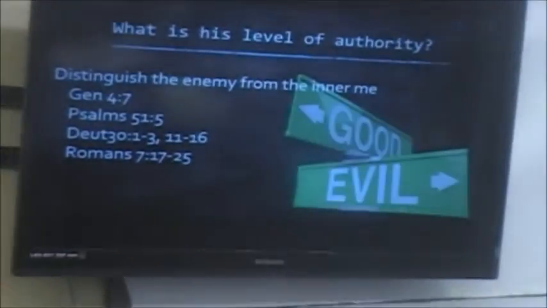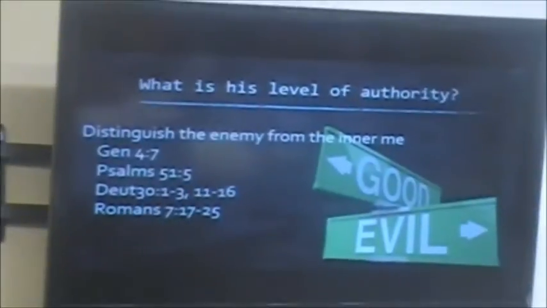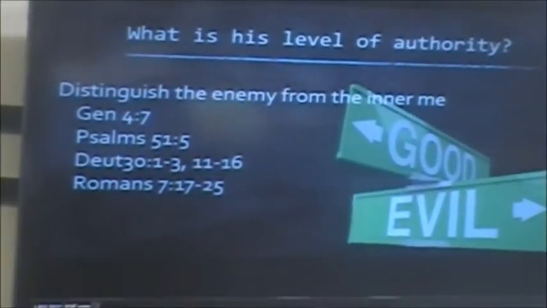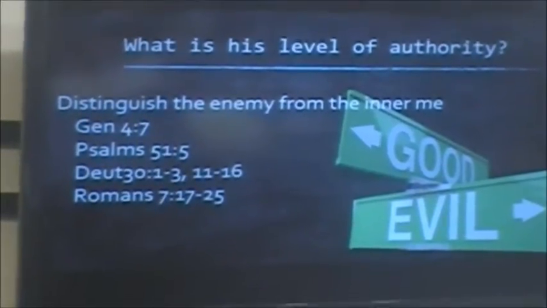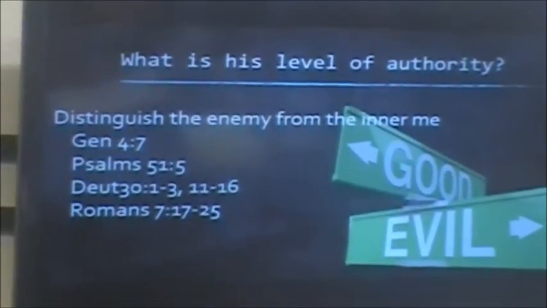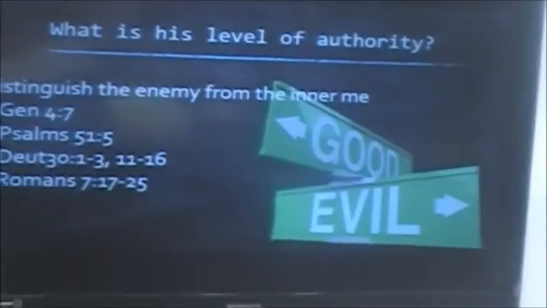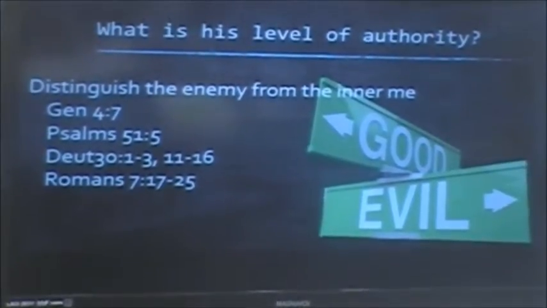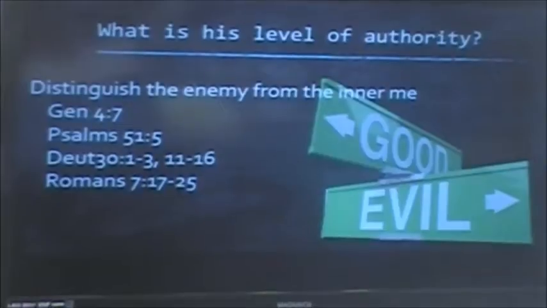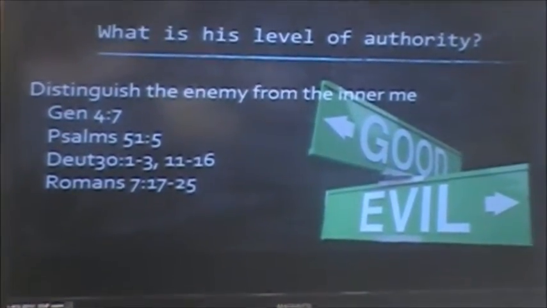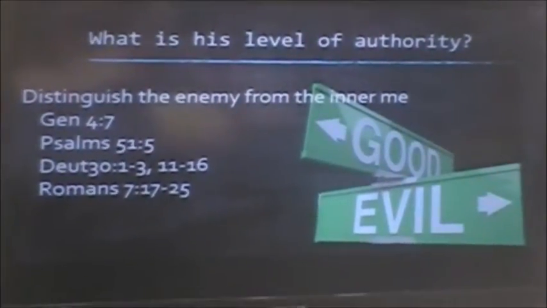And so let's go to Deuteronomy chapter 30. Because there are some things we're looking at, because we've got to learn how to master sin. And it ain't always Satan that stops us from mastering it. But it's something inside of us, because we're born in sin, shaped in iniquity, right? And so let's look at Deuteronomy chapter 30. Let's first read verses 1 through 3, and then we're going to jump down to verses 11 through 16, okay?